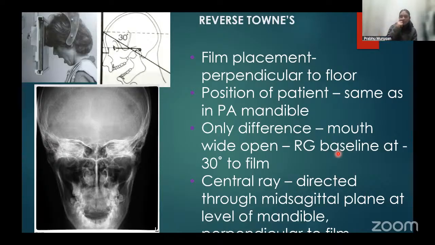Okay, so in this reverse Towns projection, again, the central beam of the X-ray will be projected at an angle. Radiographic baseline is at 30 degrees to the film. You have to remember this one. Okay, open mouth projection, your central X-ray projection, and how the patient is placing their head and keeping the mouth open. So these are the things that will help you to differentiate between each of the projections.